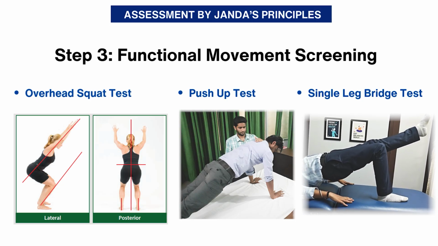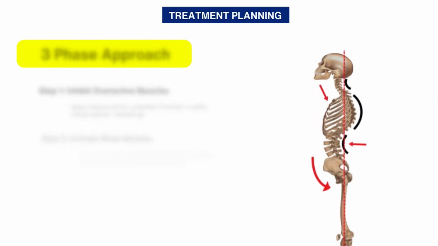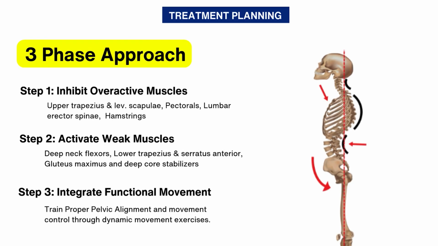So these are the assessment steps for layer cross syndrome. Now, based on these, we are going to design the treatment. The treatment follows the same three-phase approach by Janda. Step 1 will be stretching and inhibiting tight muscles. Step 2 will be activating the weak muscles. And step 3 will be the functional integration.